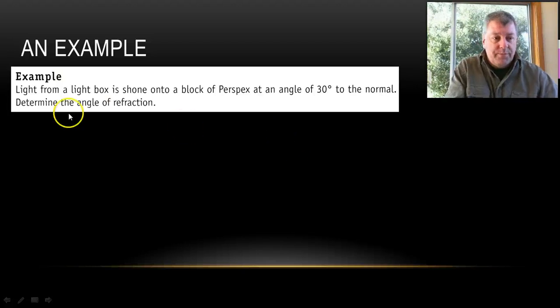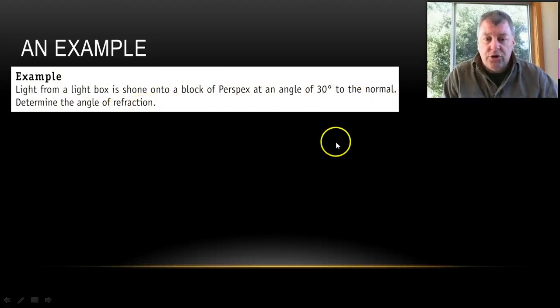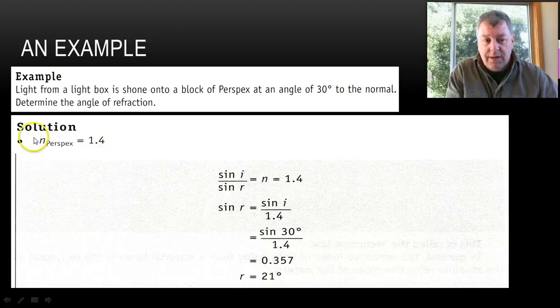Let's do an example. Light from a light box is shone onto a block of perspex at an angle of 30 degrees to the normal. Determine the angle of refraction. And in this case we're given the absolute refractive index of perspex, 1.4.